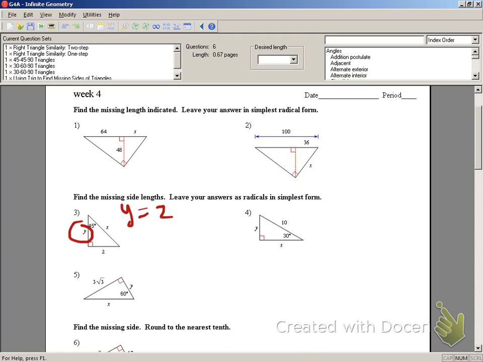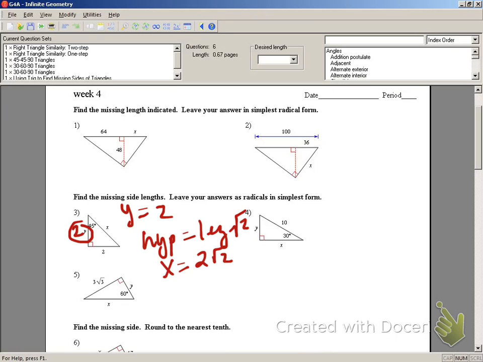The hypotenuse, if you recall your shortcuts, equals the leg times radical 2. So therefore x equals 2 radical 2. If you did not remember that, and you know that these two are equal, 2 squared plus 2 squared equals x squared. Solving it for x in simplest radical form, you will get the answer.